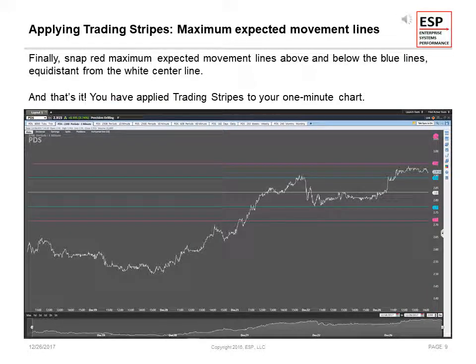Finally, we want to apply maximum expected movement lines. So what we're going to do is snap a red maximum expected movement line above and below the blue lines, equidistant from the white center line to the blue line, so that you can see that the red line is the same distance from the blue line as the white line is from the blue line above and below. And that's it. You've applied trading stripes to your 1-minute chart.